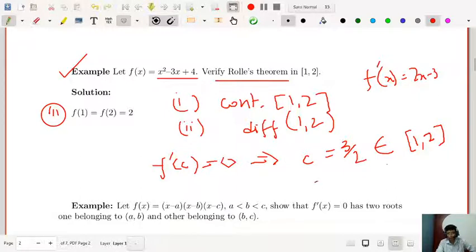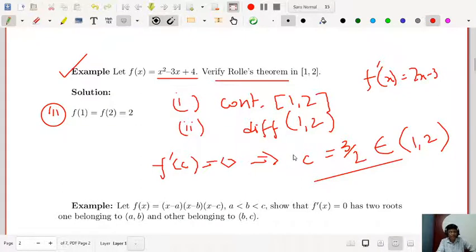So Rolle's theorem is verified, that there exists at least one point, 3 by 2, which lies between 1 and 2, the open interval. In this case, be careful about that. This point is not equal to 1, not equal to 2, so it lies in the open interval 1 to 2, where f dash c is 0. So this is a verification of Rolle's theorem for this problem.